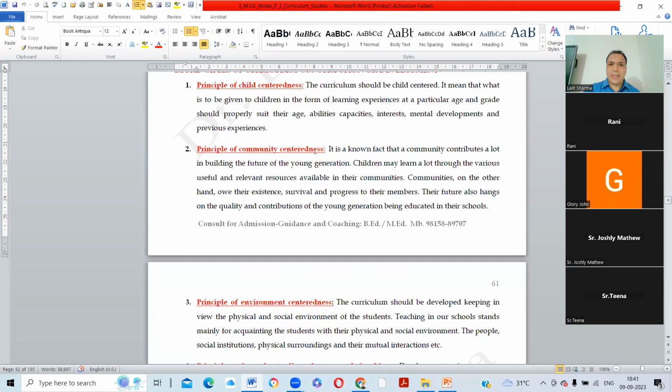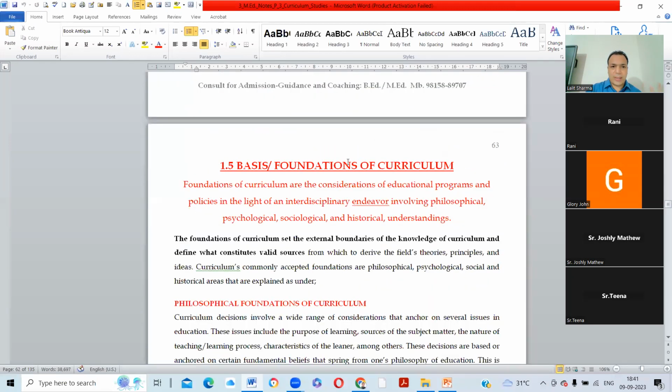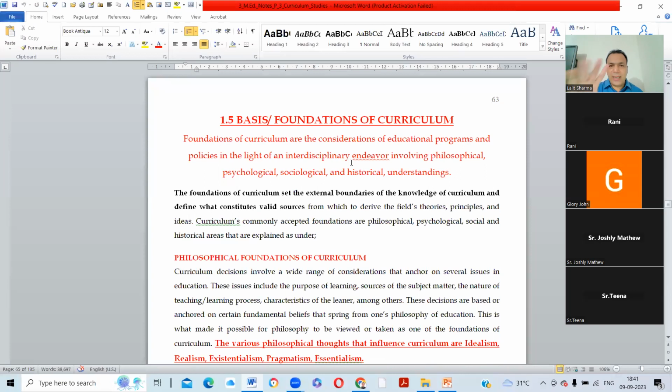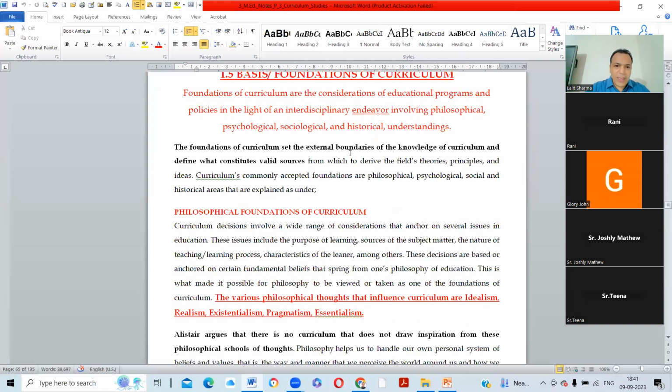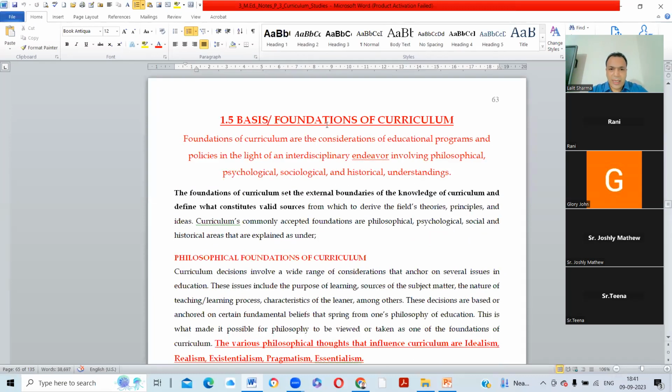Child centered, बस यही याद कर लो, यही आ जाना है, ठीक है, आपके पेपर में ये सारे के सारे पॉइंट्स आ गए. Now basis and foundations of curriculum, it is in your syllabus basically. मतलब इसका मीनिंग क्या? What is the meaning of that? What is the basis and foundations of curriculum? Foundations of curriculum are the considerations of the educational programs and policies in the light of an interdisciplinary endeavor involving philosophical, psychological, sociological, and historical understanding. Basically, basis or foundation means what are the factors which play an important role while constructing a curriculum and influence a curriculum. Okay, this is the meaning of a basis or foundation.